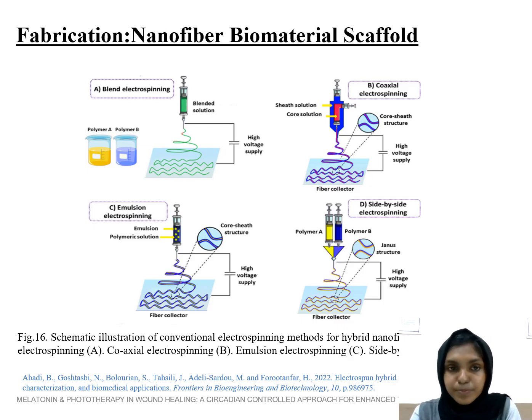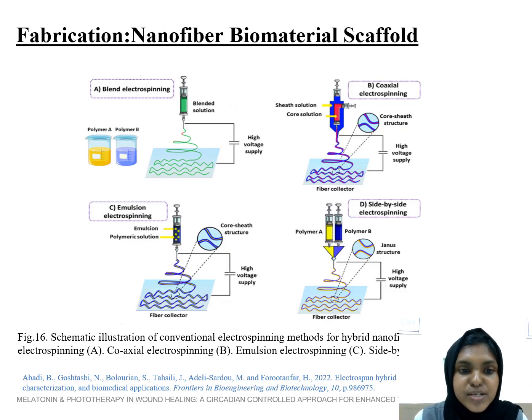Then the next fabrication is the nanofiber biomaterial scaffold. The first picture shows blend electrospinning. That means the solution is blended and given to the spinner. Then the second is coaxial electrospinning. That means two solutions are added, a sheath solution and a core solution, and a core-sheath structure is formed. Then the third is emulsion electrospinning, where emulsion liquid is poured into the spinner and a core-sheath structure is also formed. Then the next is side-by-side electrospinning, which means two different gels can be obtained. The last one is the most efficient method.